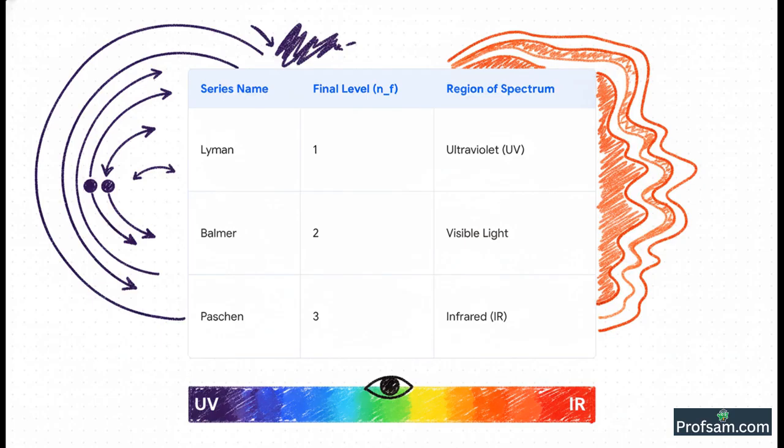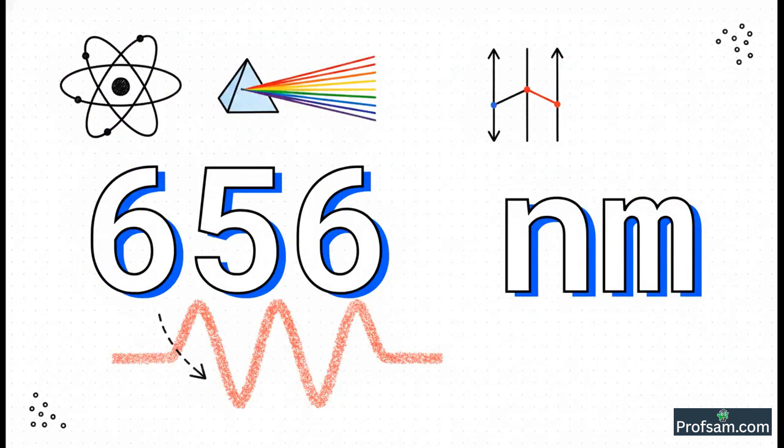And then, jumps that end on level 3 are called the Paschen series, and they fall in the infrared region. Let's zoom in on one very specific, very famous line in the hydrogen spectrum. It's a beautiful, bright red line, and it has a very precise wavelength, 656 nanometers. Now, this is not just some random number. It's a fundamental signature of hydrogen. And the amazing part is, the theory we've just discussed can predict this exact number.